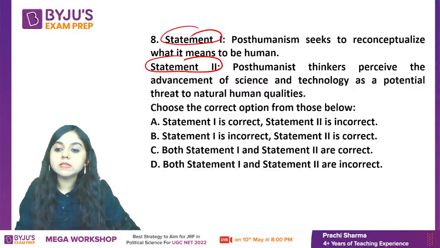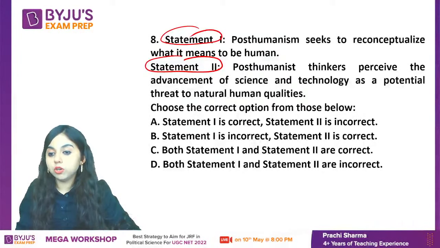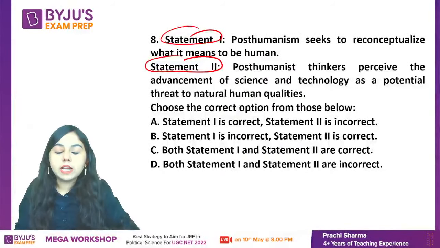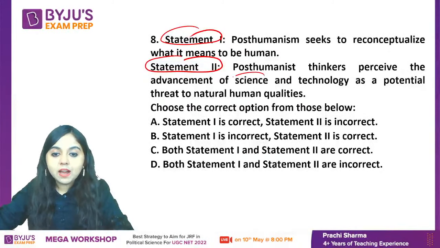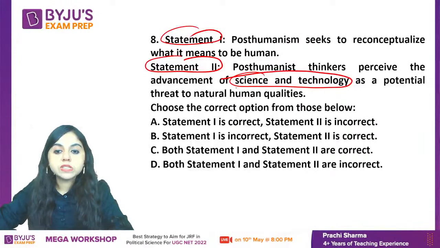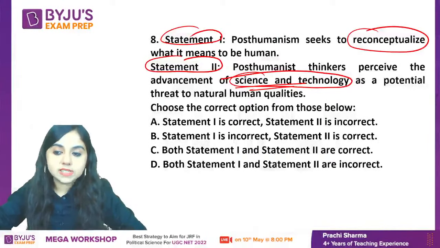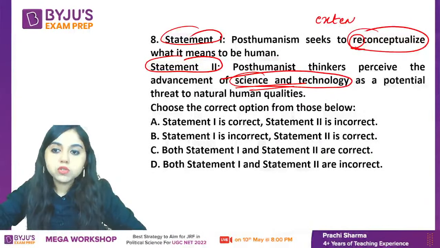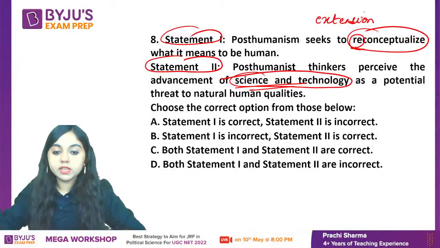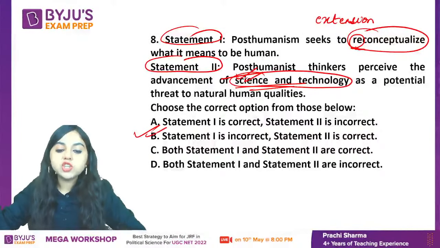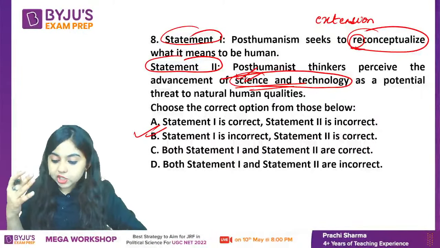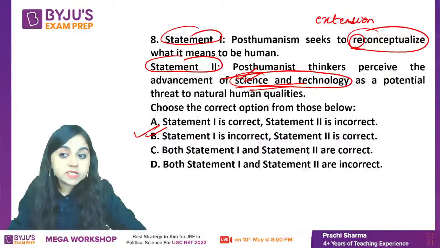And posthumanist thinkers perceive advancement of science and technology as a potential threat to the so-called natural. Understand this, okay? They do say that science and technology will devalue humans altogether. So, A, this is not true. It is not reconceptualizing. Reconceptualizing is you are reviewing it. No, it is an extension. Everybody knows what it is to be a human. They are going beyond human. And they are saying that science and technology can actually change the pedestal that was held by humans. I hope it is clear to everybody.